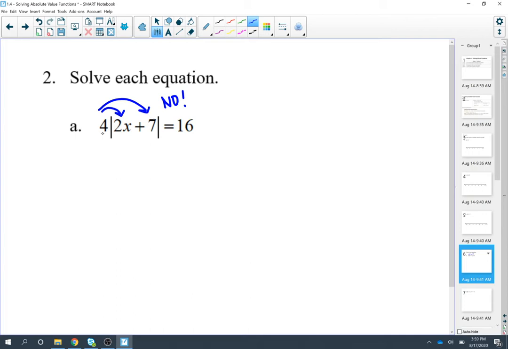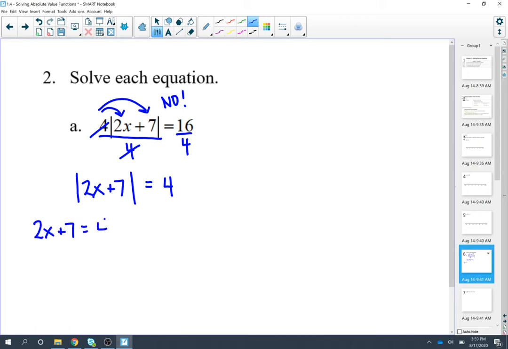So in order to get rid of this 4, we're going to divide both sides by 4. 4 is going to go away, and we're going to have the absolute value of 2x plus 7 equals 4. If we can get it to look like that, that's preferable. And now we can go about what we were doing before. So we take 2x plus 7 equals positive 4, and then we take 2x plus 7 equals negative 4.